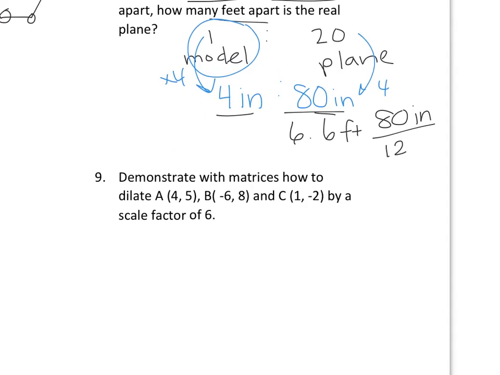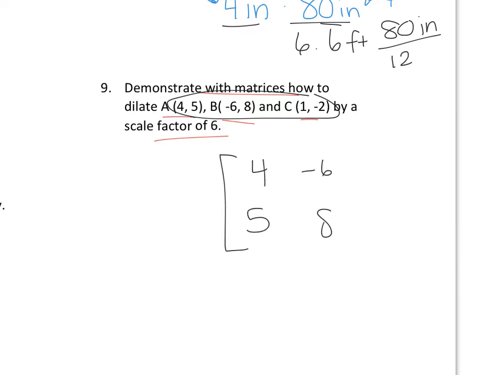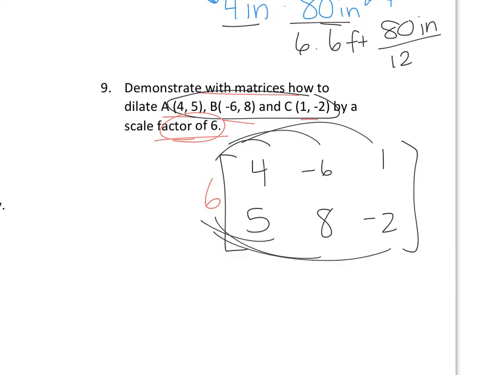And then demonstrate with matrices. So remember, it says with matrices how to dilate this by a scale factor of 6. So I'm going to set up a matrix for ABC. My matrix is going to be 4, 5, -6, 8, 1, -2. I'm going to multiply it by a scale factor of 6, so 6 goes on the outside. Then I just multiply everything through by 6. So it's going to be 24, -36, 6, 30, 48, and -12 are the elements.